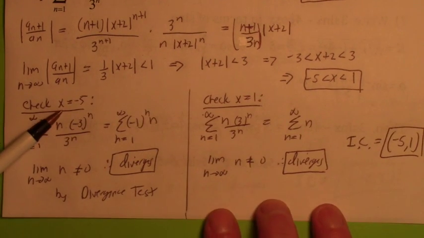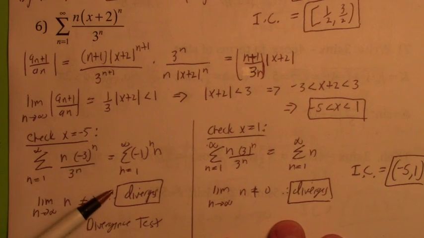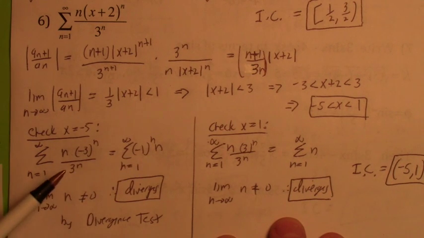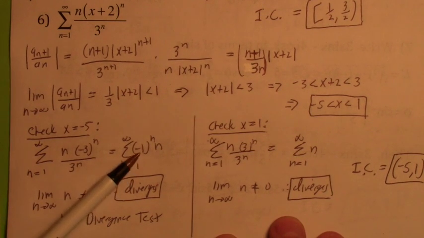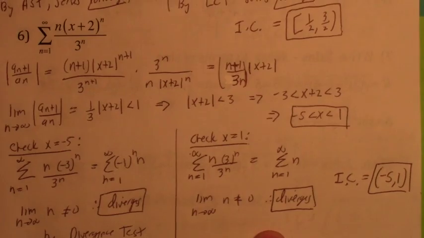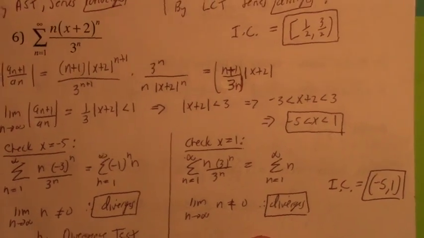When I plugged negative 5 into the actual power series, I think it diverges because you have negative 1 to the n times n. The limit as n goes to infinity of the absolute value is infinity. The nth term does not go to 0 on either one of these. So you should have gotten an open interval, negative 5 to 1.